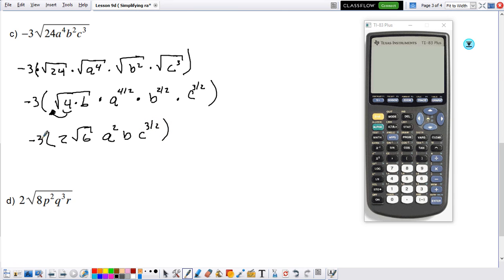So now this is where the negative 3 comes in handy. You can just multiply it to the first. So now this becomes negative 6, square root of 6, a to the second, b, c to the 3 halves. And just to make it nicer, everything that is on the outside of the square root is being multiplied. Negative 6, we multiply by a to the second, times b, times c to the 3 halves. So we can put them all in front of the square root: negative 6 a to the second, b, c to the 3 halves, square root of 6.